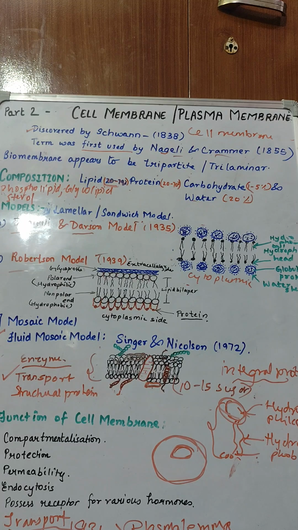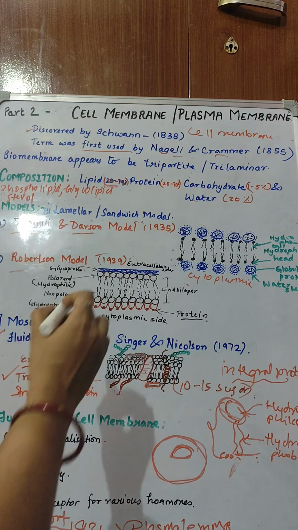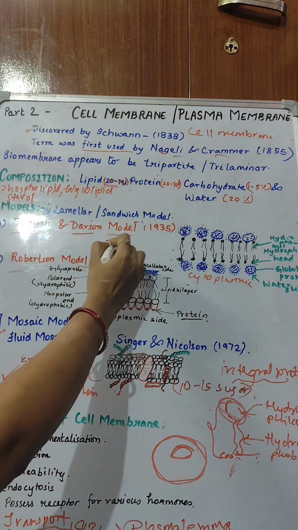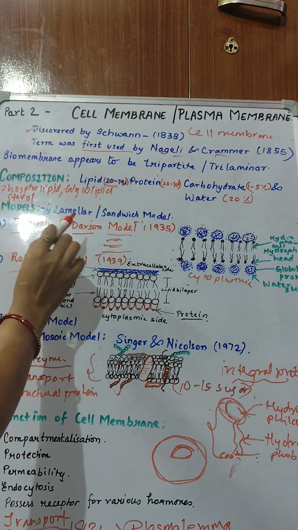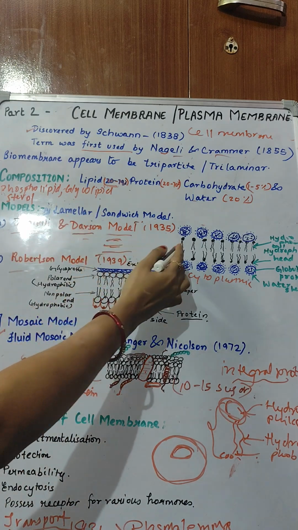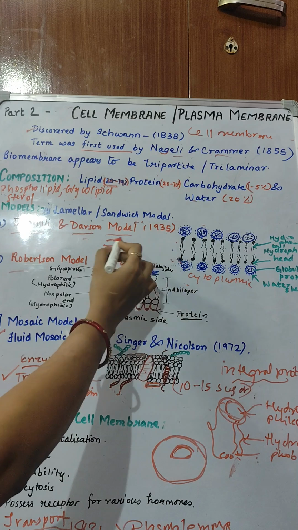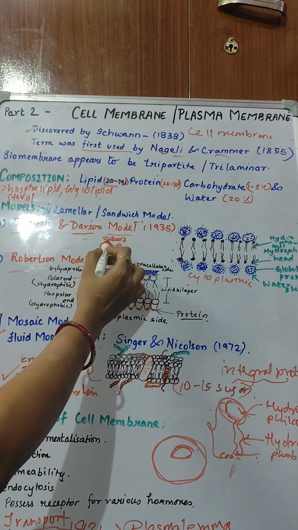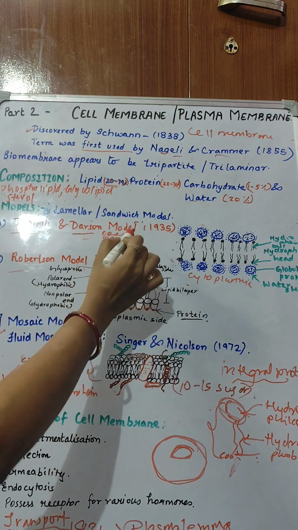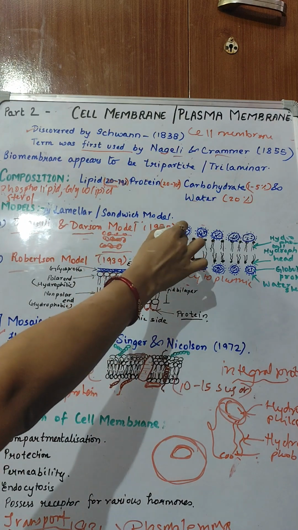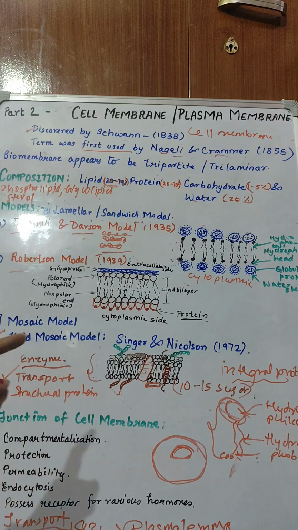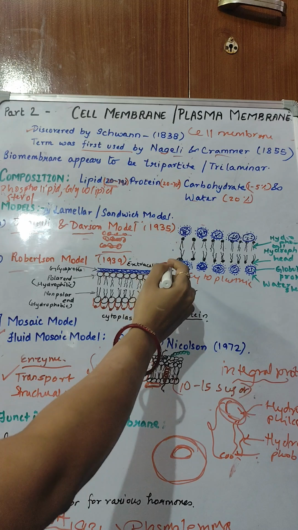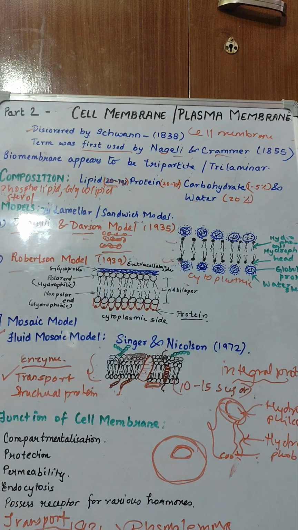Why sandwich? Like how a sandwich is made, there are two layers and in between there is a filling. In this way, Davidson and Daniel showed that there is a lipid bilayer, two layers of lipid, and it is covered with protein, and that protein is also in globular structure. That globular structure protein has covered both sides of the phospholipid bilayer. Okay, so this was known as the sandwich model.